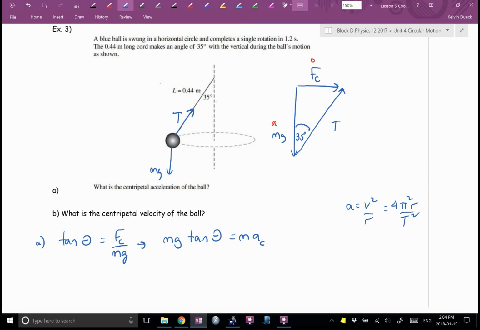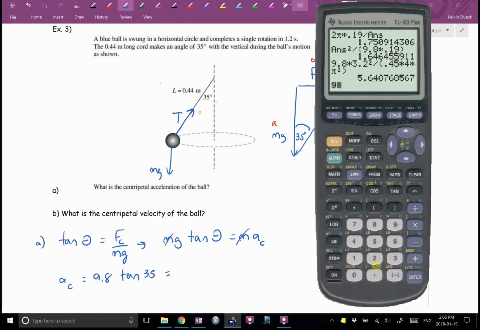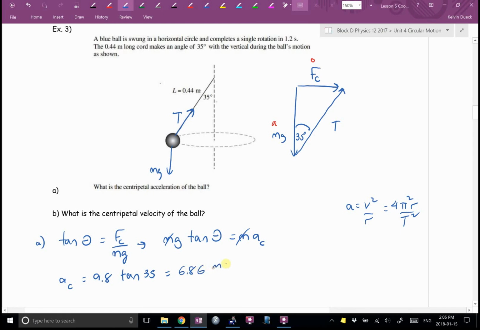Do I know the radius? No. Do I need to know the radius to find the acceleration? Okay. Not if I'm clever, because it looks like the centripetal acceleration is going to be 9.8 tangent of 35. And I'm good to go. 9.8 tangent of 35. And I get a centripetal acceleration of 6.862. 6.86. Is that right? Units, meters per second squared.